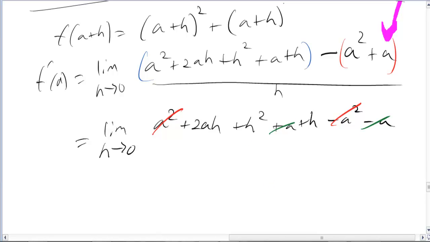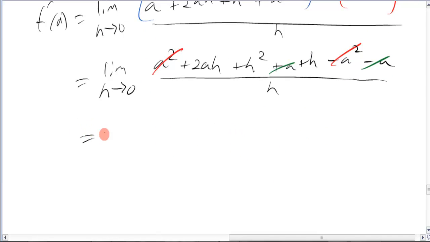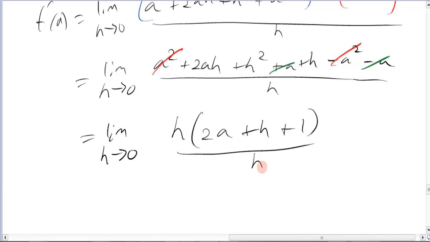So after I get done with that, over h, we would now be left with the limit as h approaches 0 of, and of course our goal is we want this h to divide away because I can't substitute in 0 for h until I'm no longer dividing by that. So let's try factoring out as well at the same time. We have an h left in this term, we have an h left in this term, we have an h left in this term. So let's factor out that h, and I'd be left with 2a plus h plus 1. And then that's all divided by h.